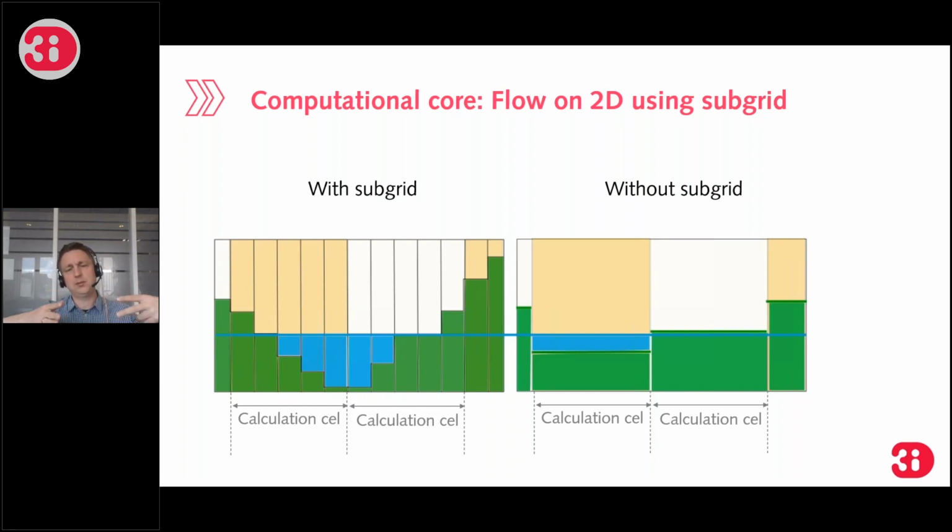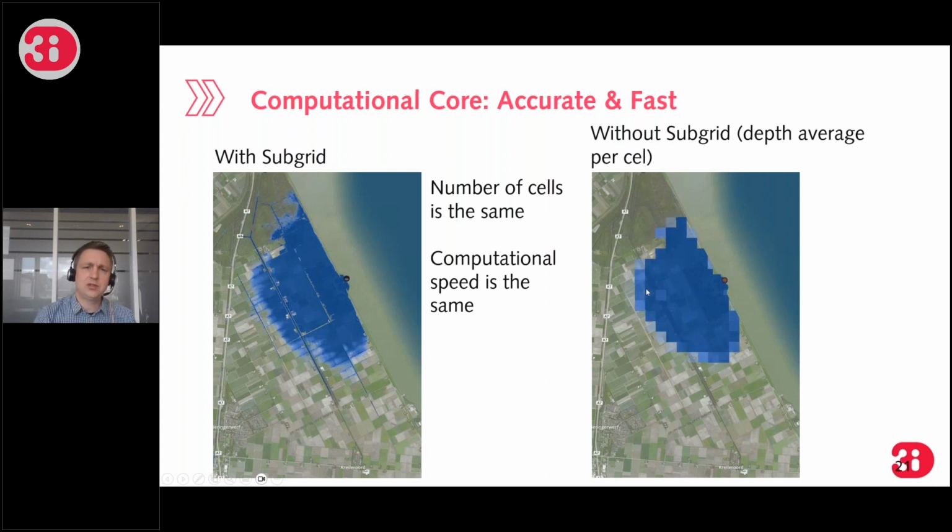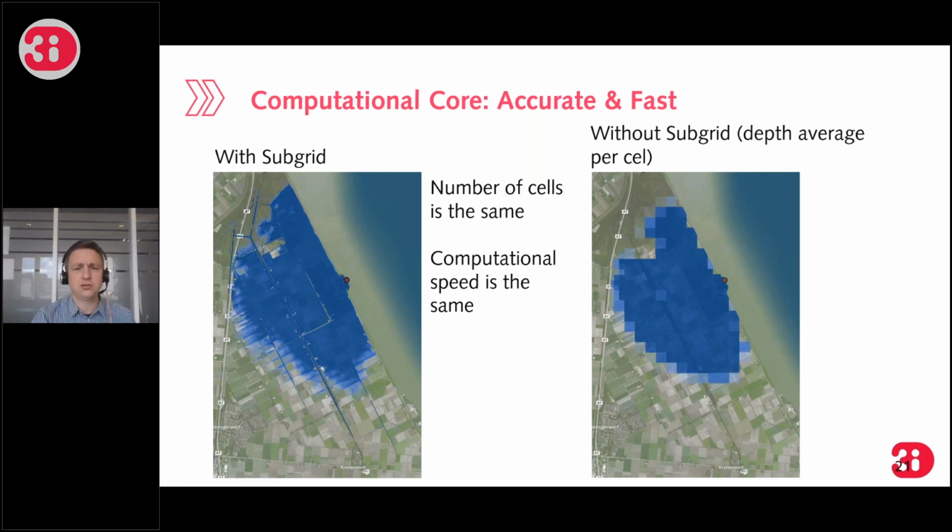But what you can do is make the computational cells just as big as we do here on the left hand side, but then you have to do some sort of averaging, for example with the digital elevation model that is below it, and then you get this kind of wet perimeter, which looks completely different than what it is in reality. And if we look at a simulation example, on the left hand side with subgrid, on the right hand side without subgrid, where we have a depth average per cell, then we can see that, taking into account that the number of cells is the same and that the computational speed is the same, the result is still completely different.